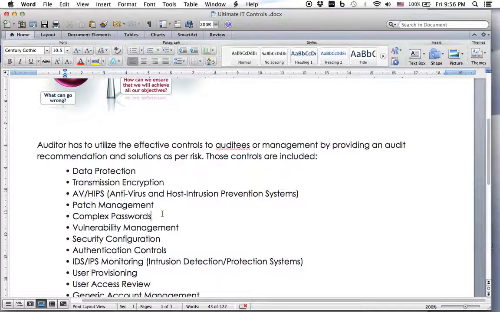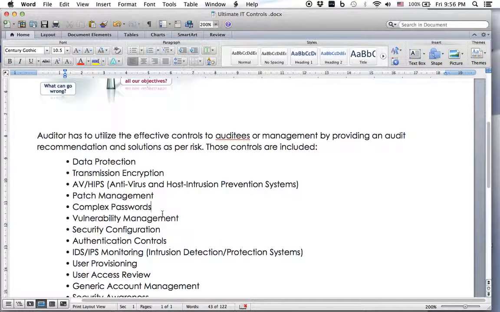So the next is complex password. Complex password is a best practice that the organization needs to establish with a password management policy to reinforce that all users comply with the complexity of the password, like password length, expiry, how to change the password, how to keep custody of the password, whatever is involved with the password rule.